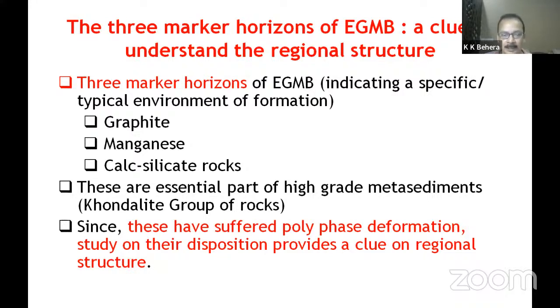And vice versa, if we understand the regional structure of the Eastern Ghats Mobile Belt, which is quite difficult because structural data is not available, we will be able to understand the disposition of graphite, manganese and calc-silicate rocks. This is the main idea behind this. With this basic idea, we took up this item, and I will be showing you the interesting observations.